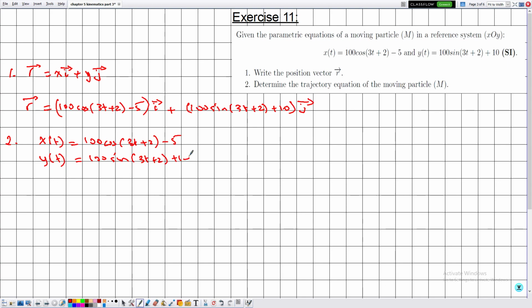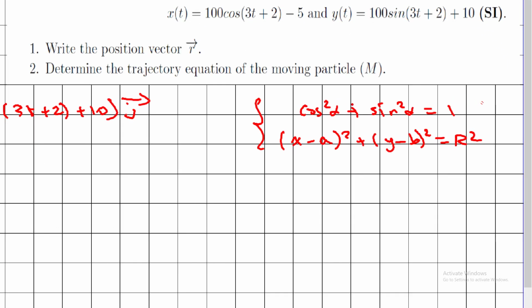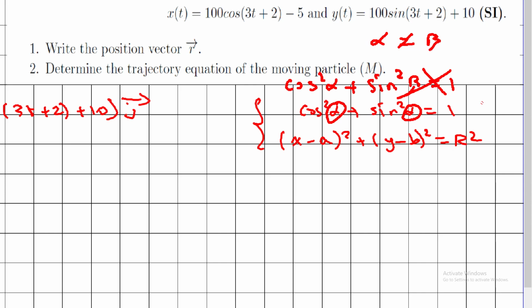and y of t is equal to 100 sine (3t plus 2) plus 10. Whenever we are dealing with a circle, we need to remember the equations of the circle. We have two important equations: cosine square of alpha plus sine square of alpha equal to 1, and (x minus a) square plus (y minus b) square is equal to r square. So these equations are important. Here you need to be careful that the angle relating the cosine and the sine must be equal. So we cannot say that cosine square of alpha plus sine square of beta is equal to 1. This is completely wrong, in which alpha is different than beta. Alpha and beta always must be equal in order for this equality to happen.